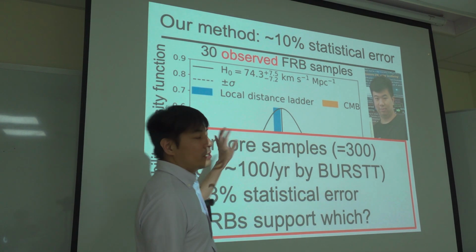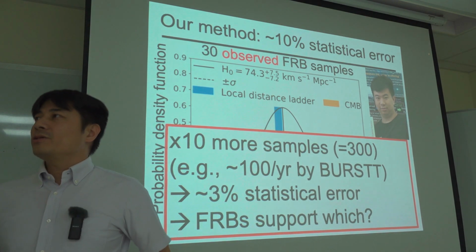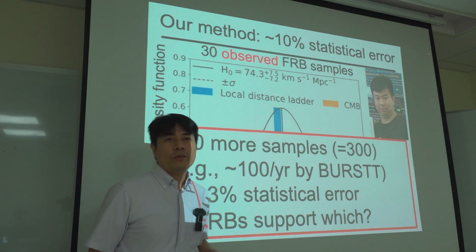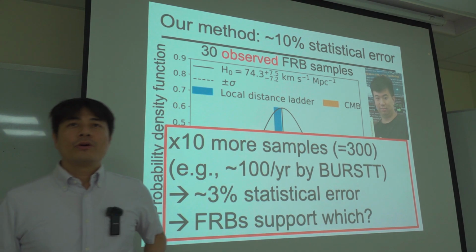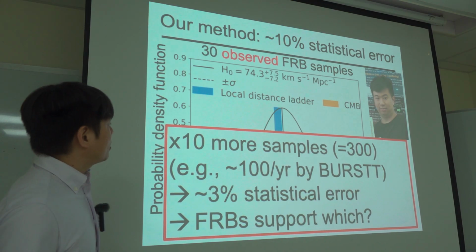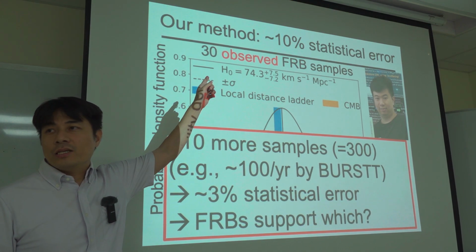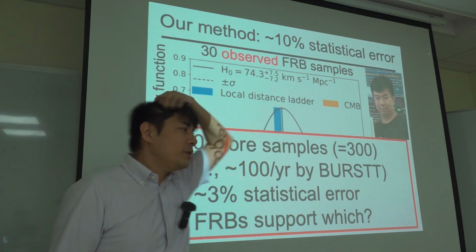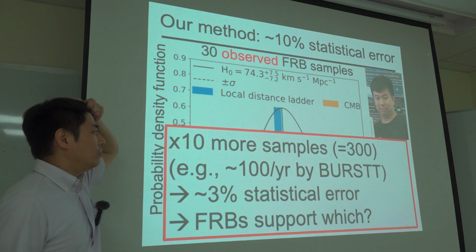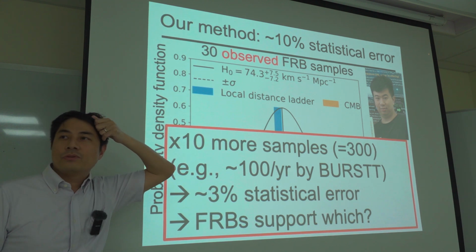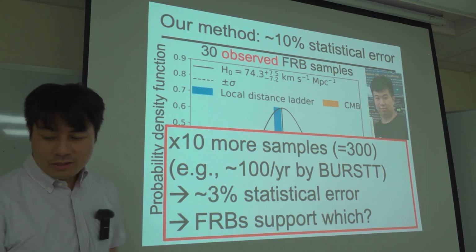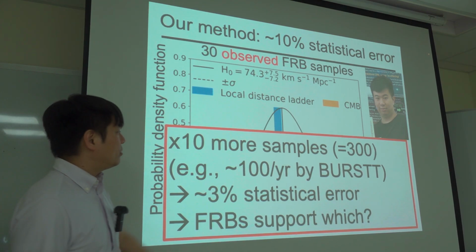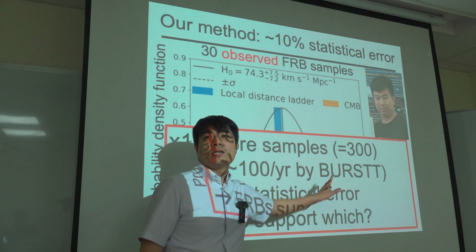Then how do we get this factor of 3? To get a factor of 3 in error, we need to achieve 10 times more samples. Currently we have 30, so 10 times more samples means 300. Then how do we get 300 FRB samples? This is, I would say, possible, because now I'm switching to the future.